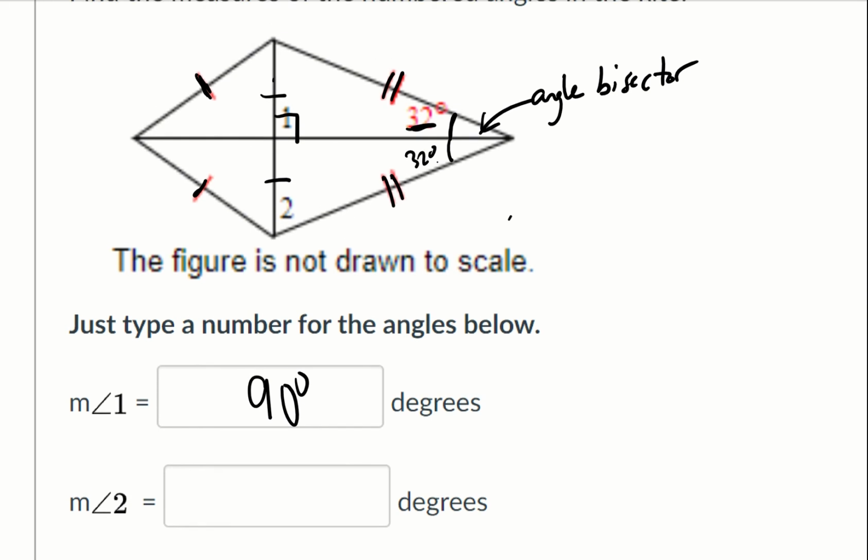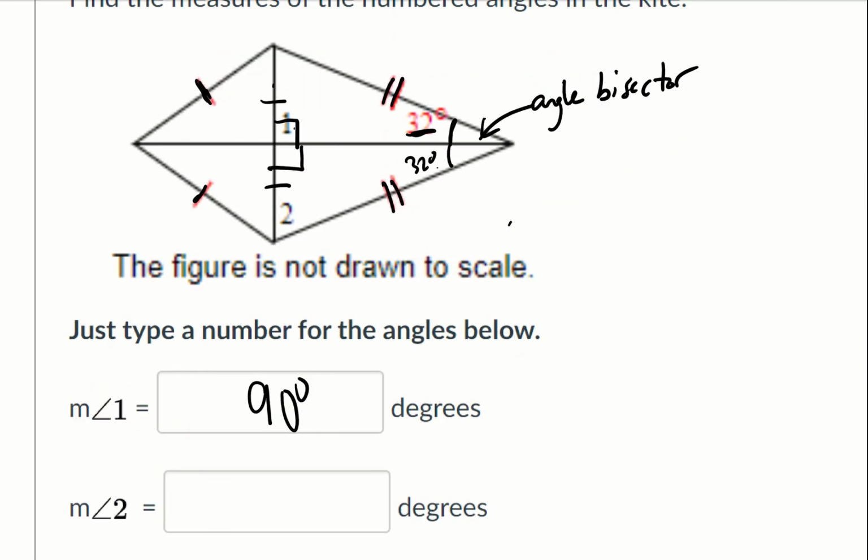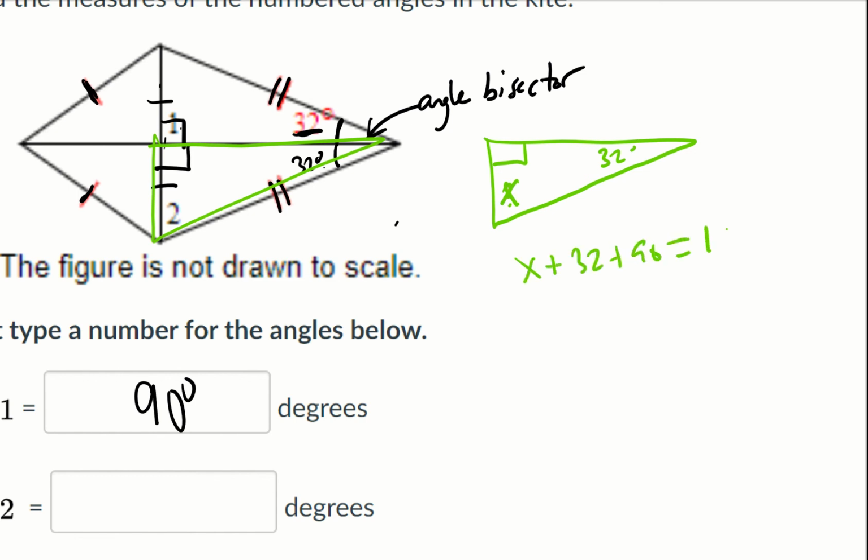And because this is a right angle, then this is a right angle as well. And because this is a triangle, I can find angle 2 because the angles in a triangle add up to 180. Okay, so this is my triangle here. This is 32. This is a 90-degree angle. I can find that missing angle. We'll call it x. And so x plus 32 plus 90 degrees is 180 for a triangle.